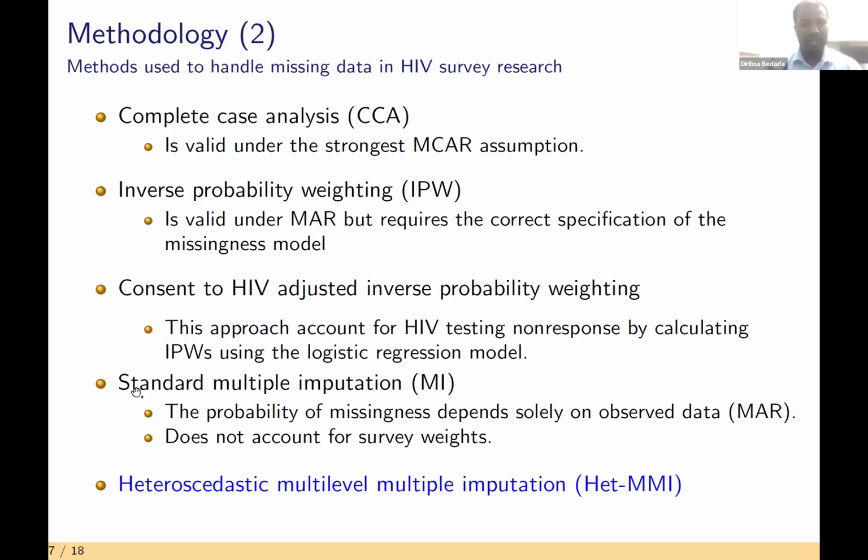Since the regression model we use in standard multiple imputation is not the weighted regression model, this approach does not account for survey weights, particularly in HIV survey research. So I will be mainly focusing on an alternative approach which is robust, which can take into account the survey weight in handling missing data, and for the final inference as well, which is called heteroscedastic multi-level multiple imputation.